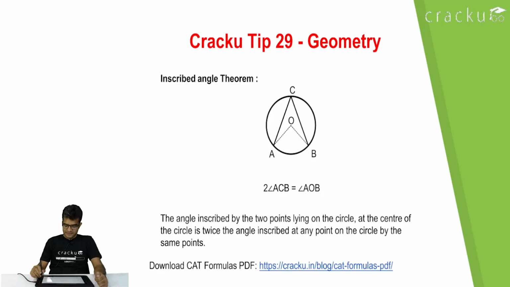Inscribed angle theorem is a very simple theorem. It says that the angle subtended at the circumference is half the angle subtended at the center. So if this angle over here is equal to x, the angle subtended at the center will be equal to 2x. This is true for any chord. Angle at the circumference will be half the angle at the center.